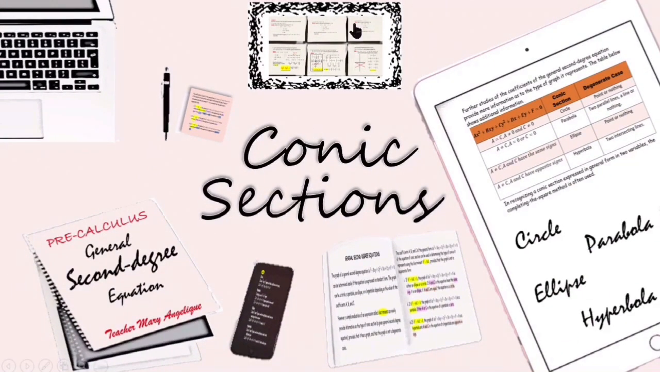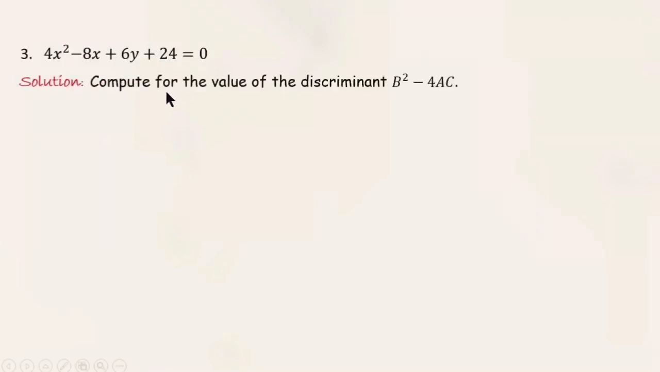Number 3. Determine the type of conic represented by the equation 4x squared minus 8x plus 6y plus 24 equals 0. First, find a, b, and c. A can be found on the x squared term. Thus, a is 4, while b is 0. On the other hand, c can be found on the term with y squared. But since the equation is only quadratic in x, c is 0. Wala tayong y squared term.